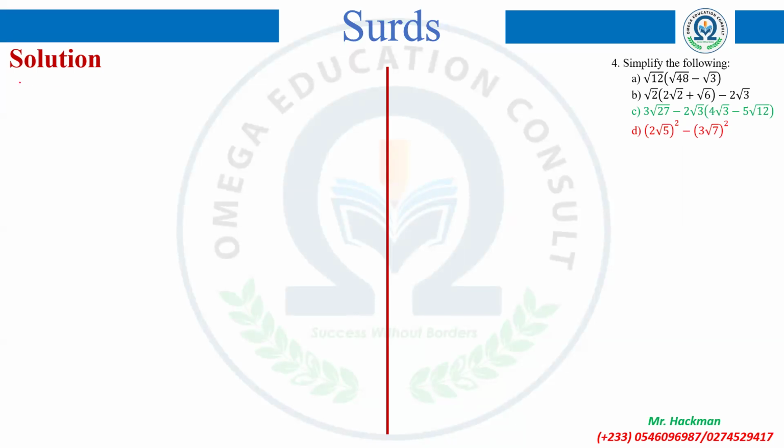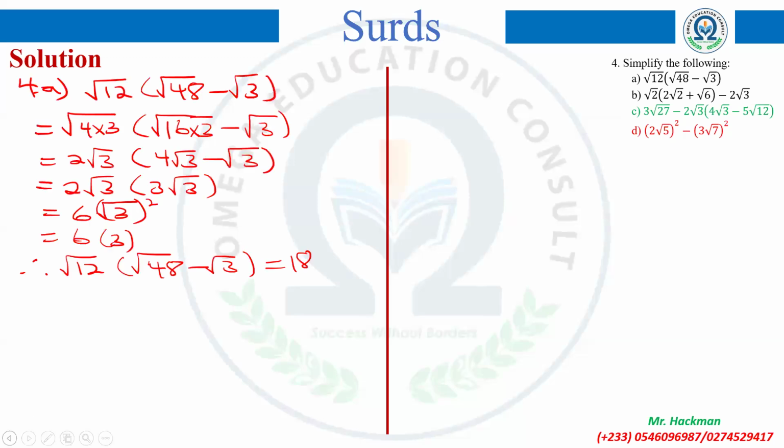Solution to question 4, we did A. Let me see where we ended. I remember we did the A. We are going to do the B and maybe the D together. So I'm not going to skip. Let's continue with the B here. B, what are we given? We are given root of 2 into 2 root of 2 plus root of 6, but that's not all, minus 2 root of 3.